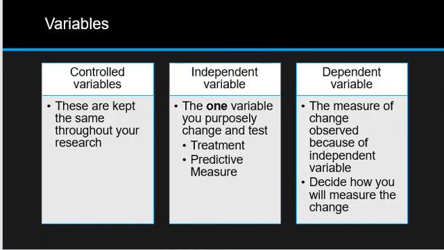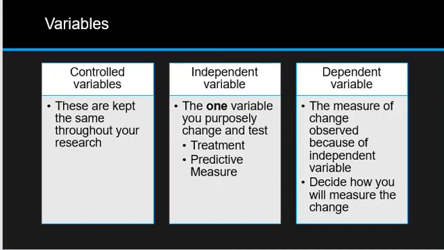So a control variable is one that does not change and is kept the same throughout your research. An independent variable is the one that you purposely change or test. This might include a treatment or an intervention that you give to an experimental group, or it could be a predictive variable that has a causal relationship to a dependent variable.